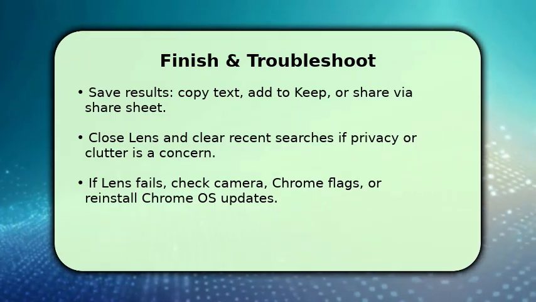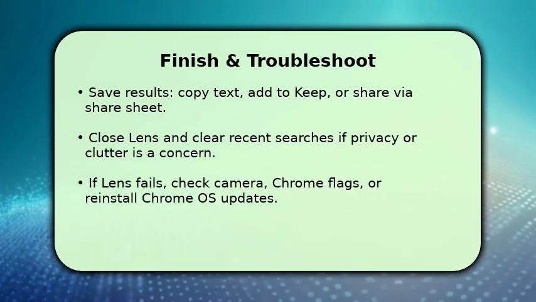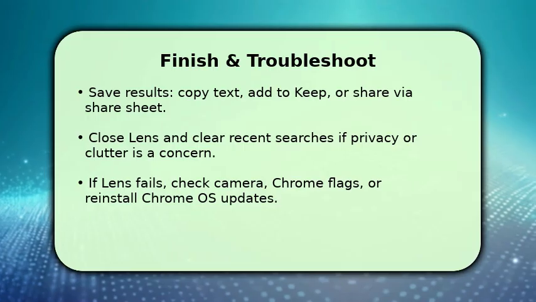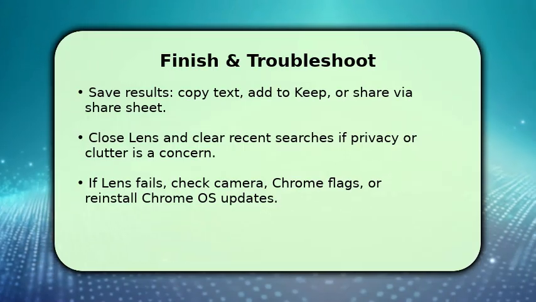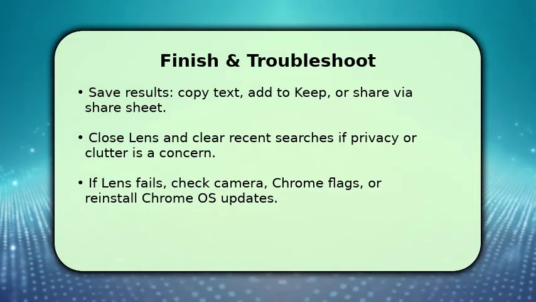If Lens struggles, restart the camera app, toggle camera permissions, and confirm Chrome OS is updated. These steps fix most errors. If issues persist, sign out and back in, or reboot the Chromebook. That often resets permissions and restores Lens functionality.